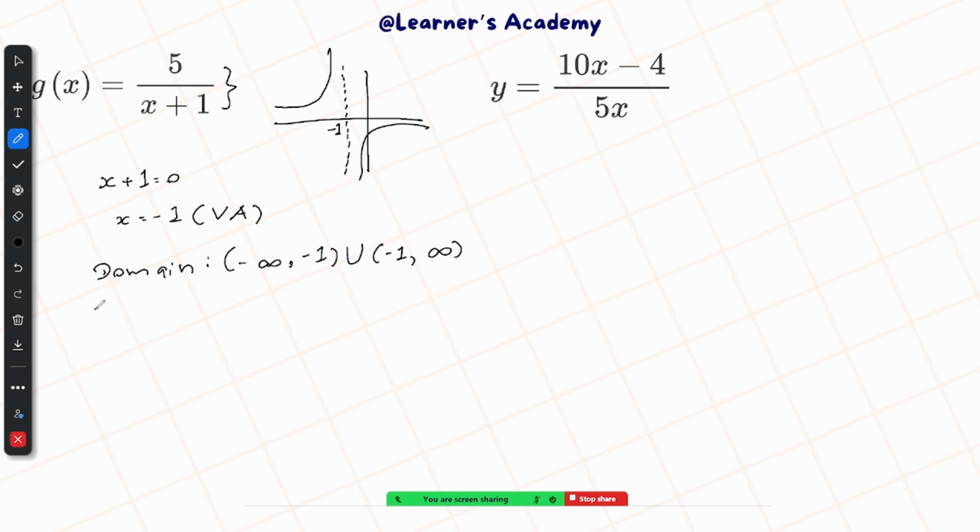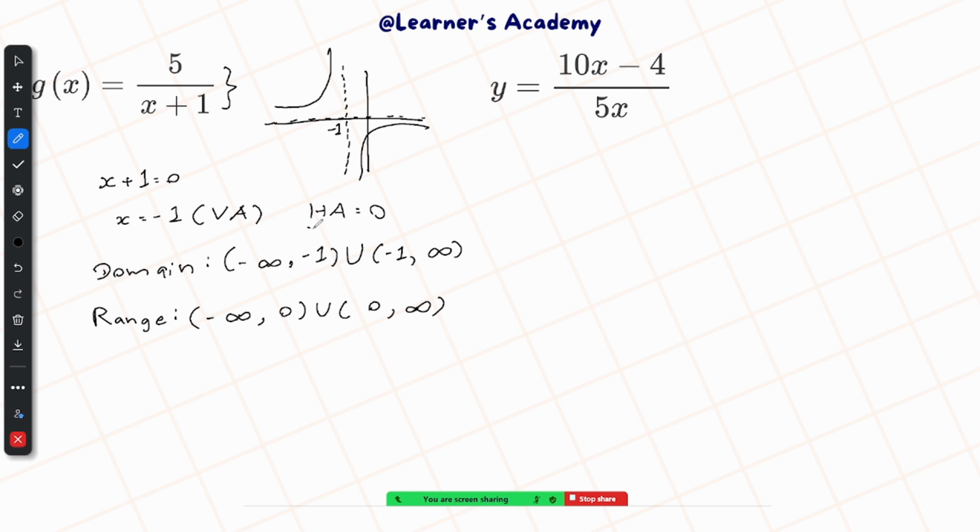And for this one, range, we also have a horizontal asymptote. And the horizontal asymptote is 0 here because there's a line here. Both of the graphs, just the same as negative 1, which is the vertical asymptote, never reach 0 as well. They approach 0 both from top and bottom, but never reach 0. And from that, we can say that the range itself is also negative infinity to 0 union 0 to infinity.